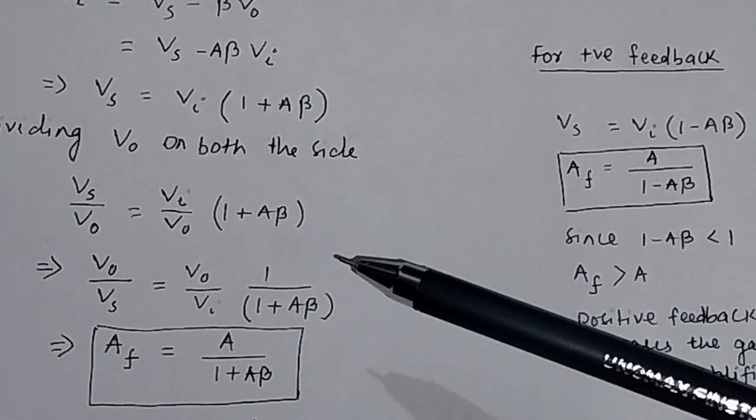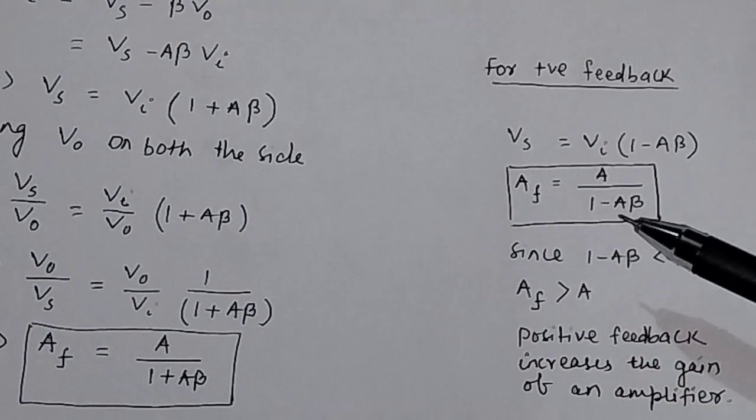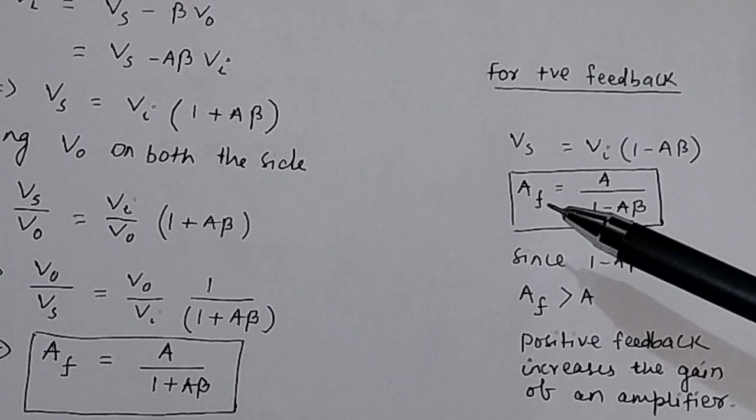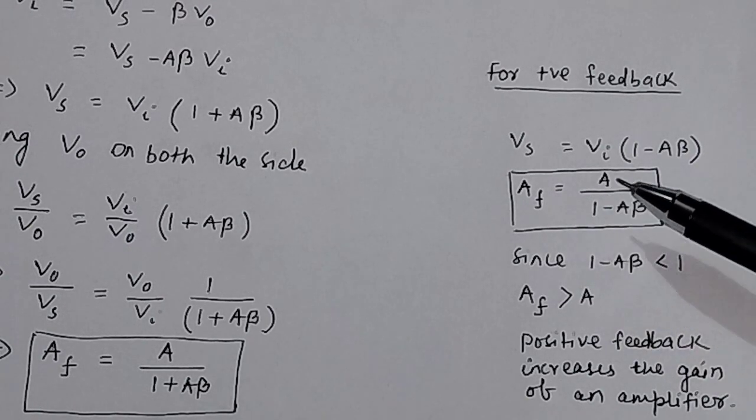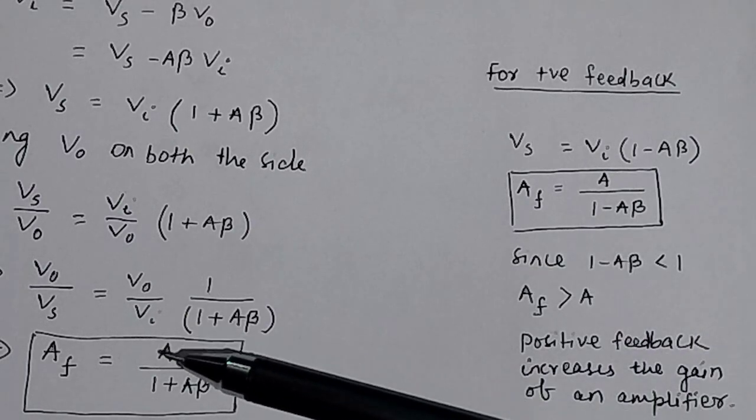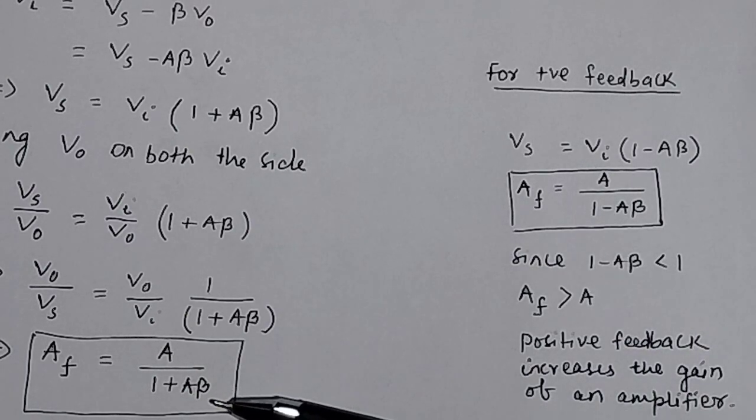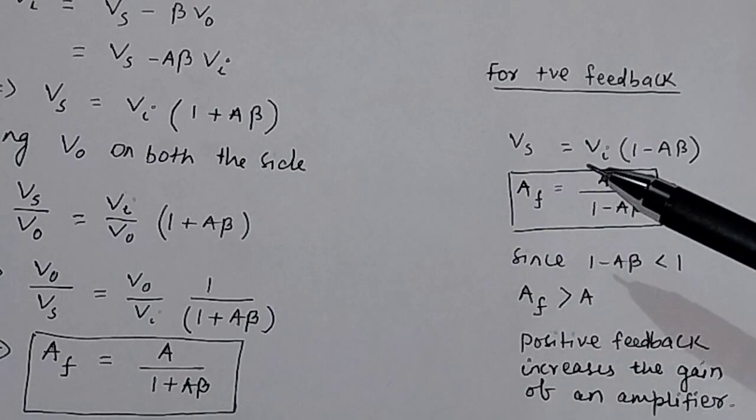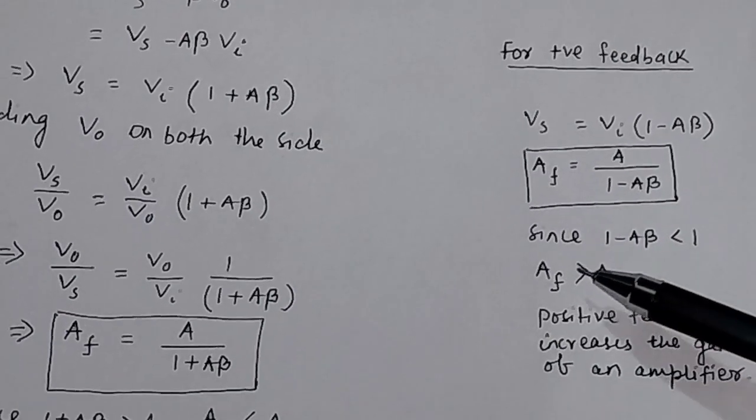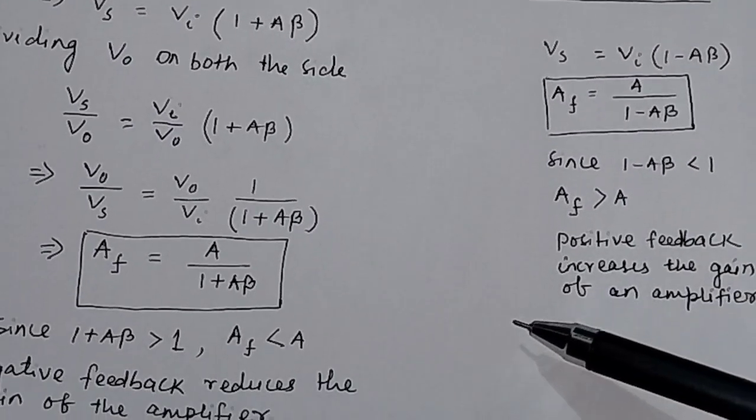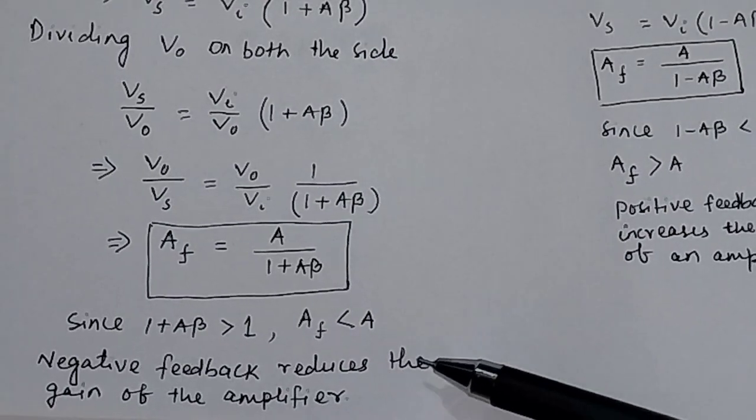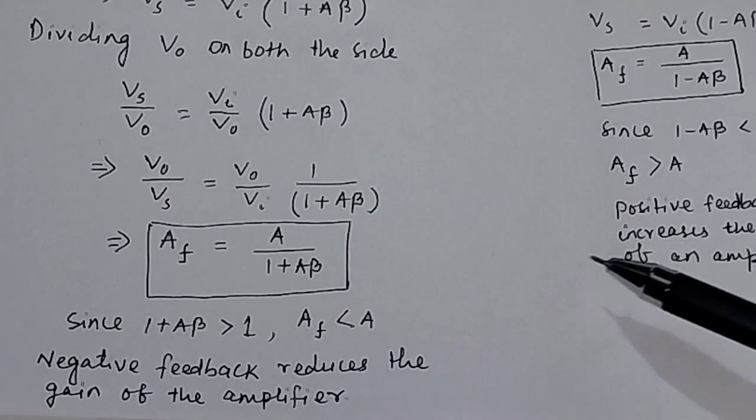If you do the same simple mathematics for the positive feedback, then you will get AF equal to A divided by 1 minus A beta. For negative feedback, AF is equal to A divided by 1 plus A beta, and for positive feedback, AF is equal to A divided by 1 minus A beta. So you can compare how the gain is affected by negative feedback and in case of positive feedback.